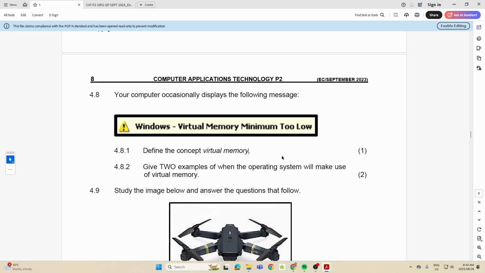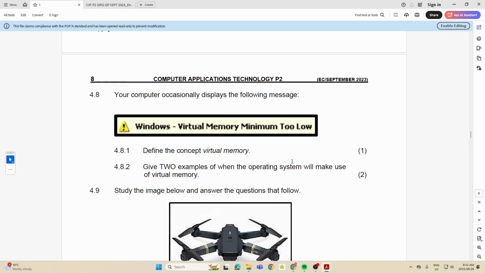So instead of the PC accessing that extra RAM, it's actually taking a portion of the hard drive space and using that to run even more programs. That's what virtual memory is. Then they want 2 examples of when the operating system will make use of virtual memory.